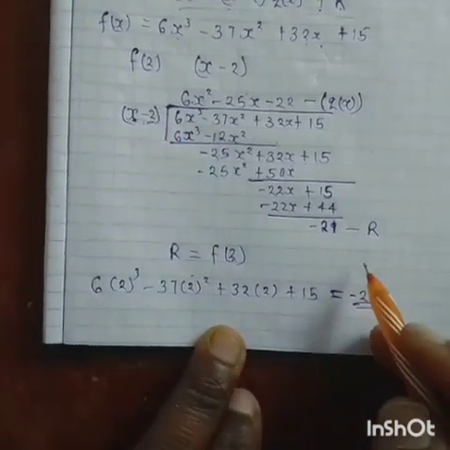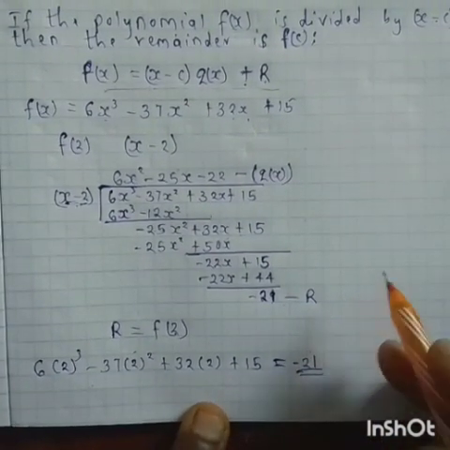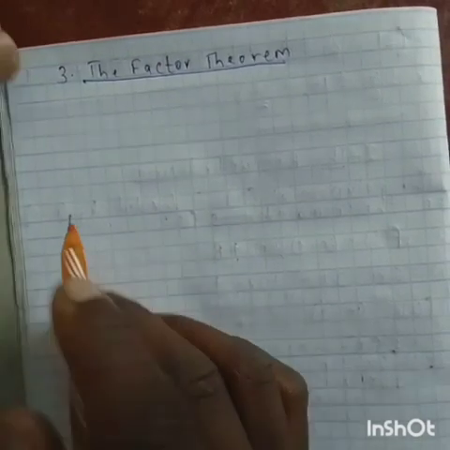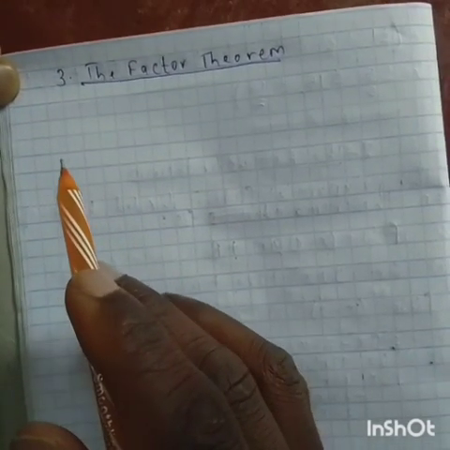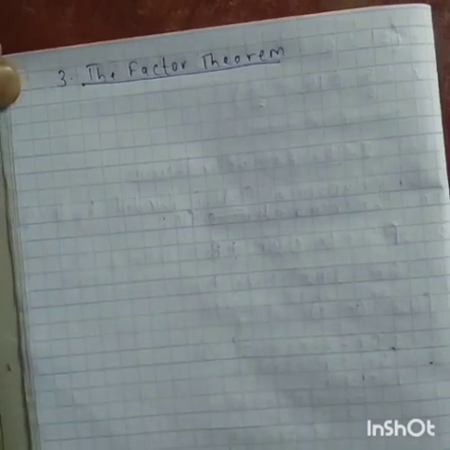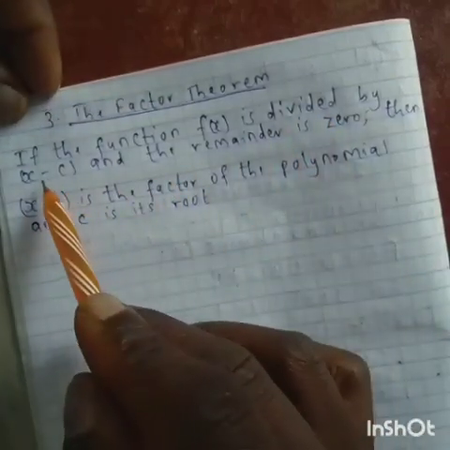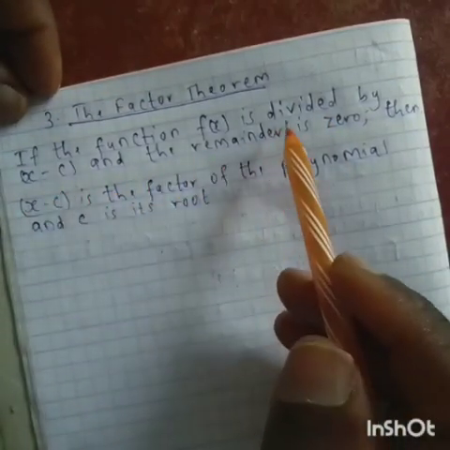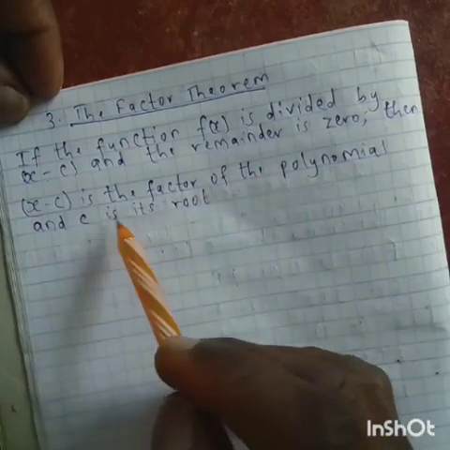Yeah, so that is the remainder theorem. We now move on to the third theorem, which is the factor theorem. It is similar to the remainder theorem, but it states that if the function f(x) is divided by x minus c and the remainder is 0, then x minus c is a factor of the polynomial and c is its root.